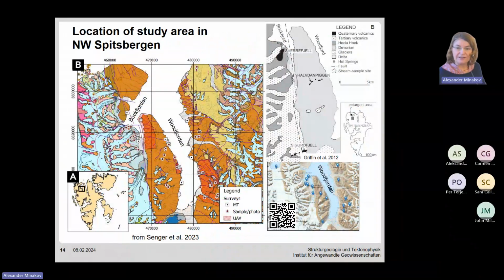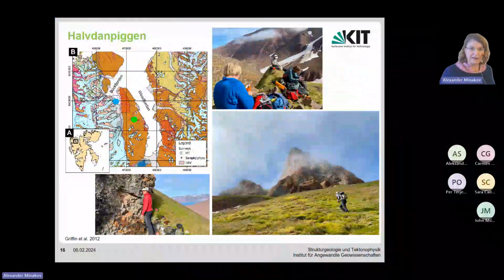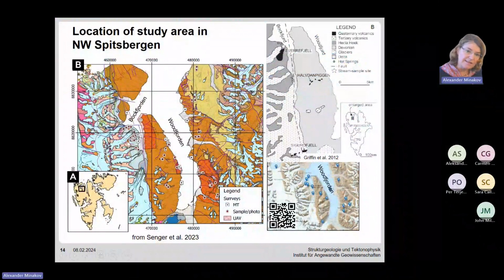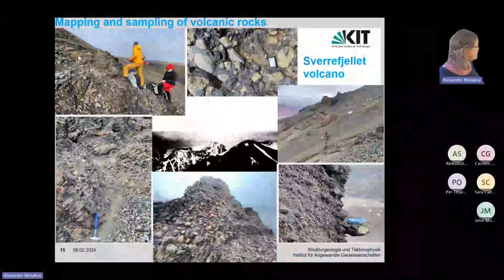So we have seen this figure before because this shows all the sampling sites from our 23 expedition. And I will show you now some magnetic susceptibility measurements, or not yet. No, I will show you now some images from the different field sites. So let's start first with the Spitsbergen volcano. We have seen it before.